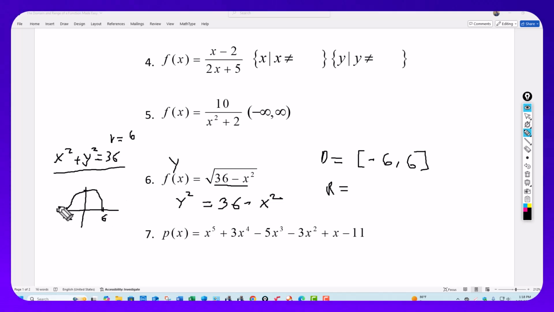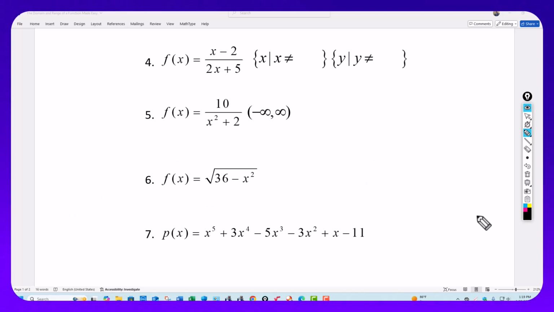Those are the y values. So what's the smallest y value we can have? This point right here is negative 6, 0. This point over here is 6, 0. And then I have a point up here because the radius is 6 of 0, 6. So the range goes from 0. Smallest value for y will be 0, and the largest value will be 6. That's your range and domain.